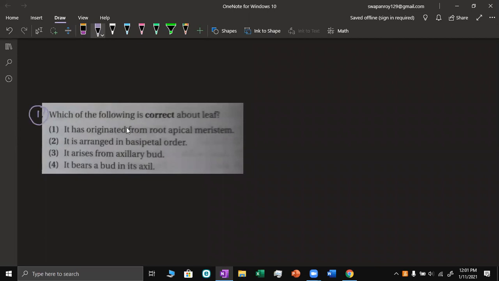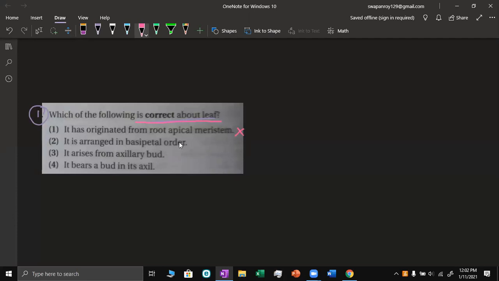Which of the following is correct about the leaf? Here we are getting some characters that are given for the leaf. Number one, it has originated from the root apical meristem. Root apical meristem, leaves are not grown in root, is it? So naturally it is crossed.